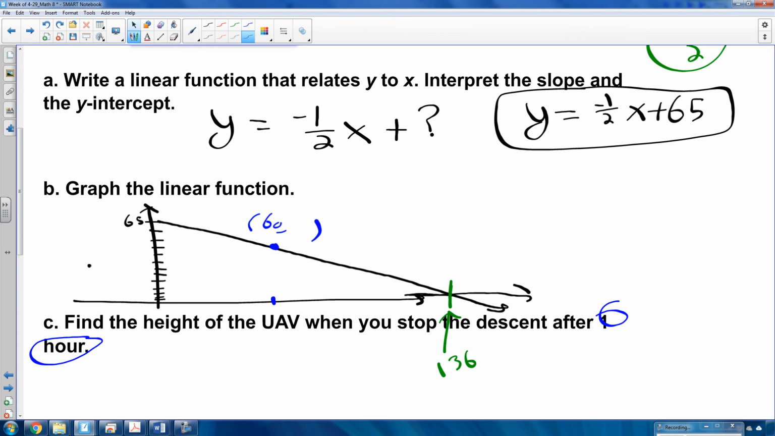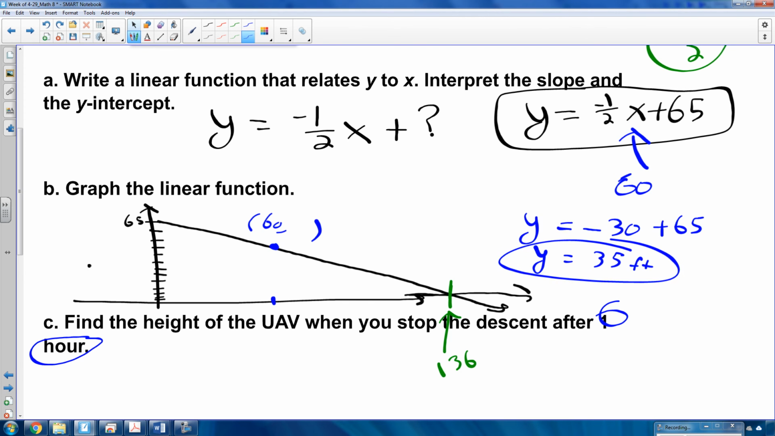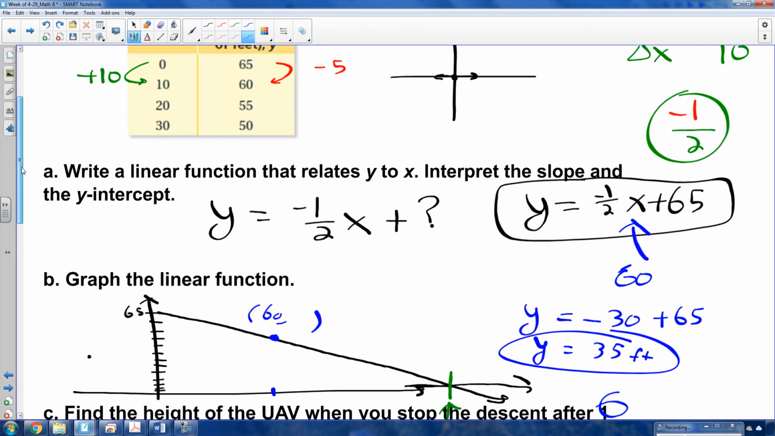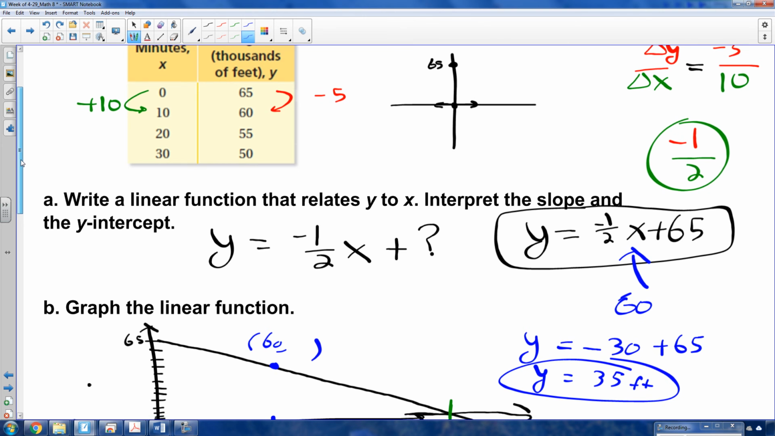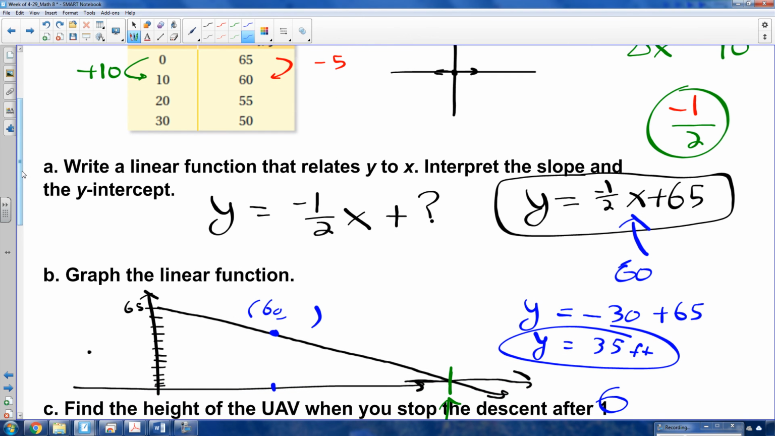The minutes. The 60 is an X, right? So why don't we just take 60 and put it here? We take half of 60, which is 30, so we have negative 30 plus 65. That's going to equal Y. That's going to equal the height. So the drone's going to be at 35 feet after 1 hour. Does that make sense? If we extend this down to an hour, this keeps going until it gets to 35. One hour later, the drone's at 35 feet.